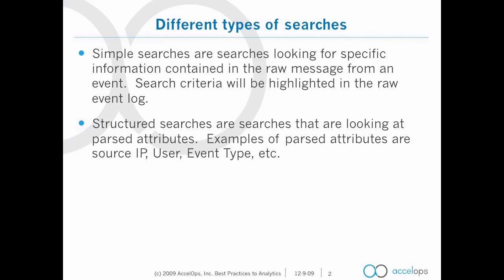Within AdvancedSearchBrief, you can do two different types of searches: simple searches and structured searches. Simple searches are based upon exact matches within a raw message. Structured searches look for parsed attributes. Some examples of parsed attributes might be a username, a source IP, or even an event type.